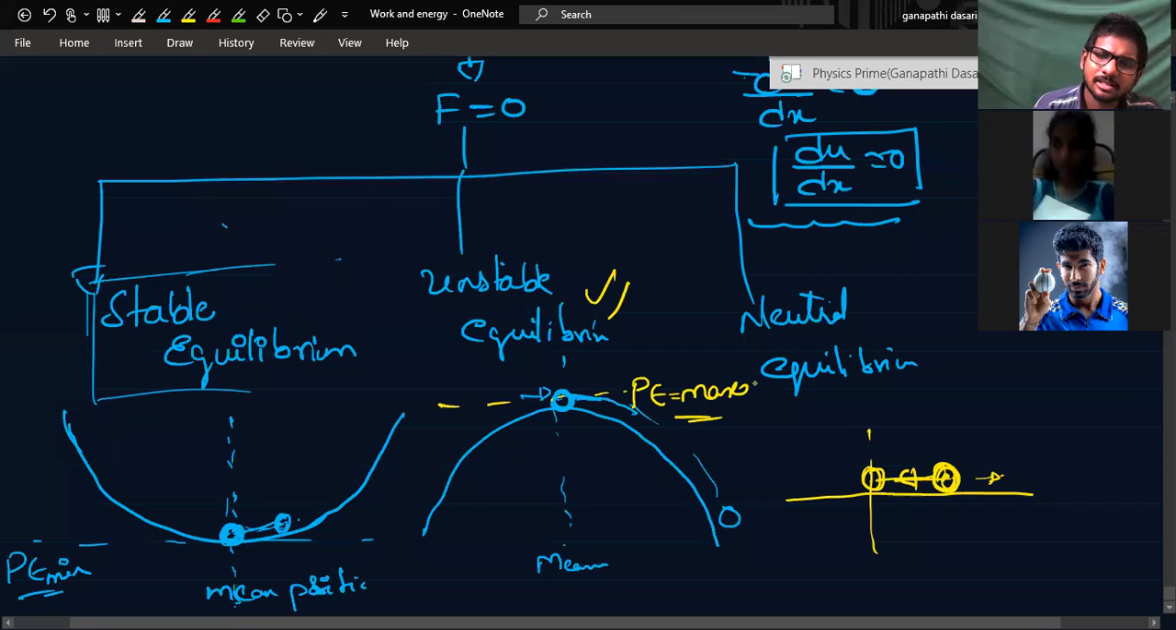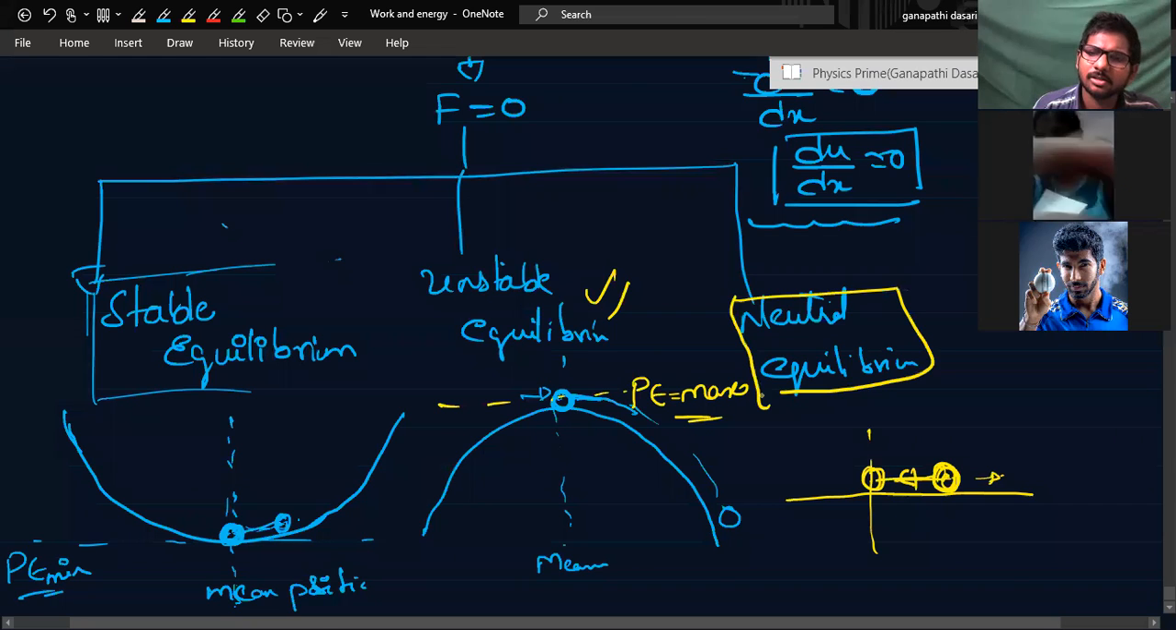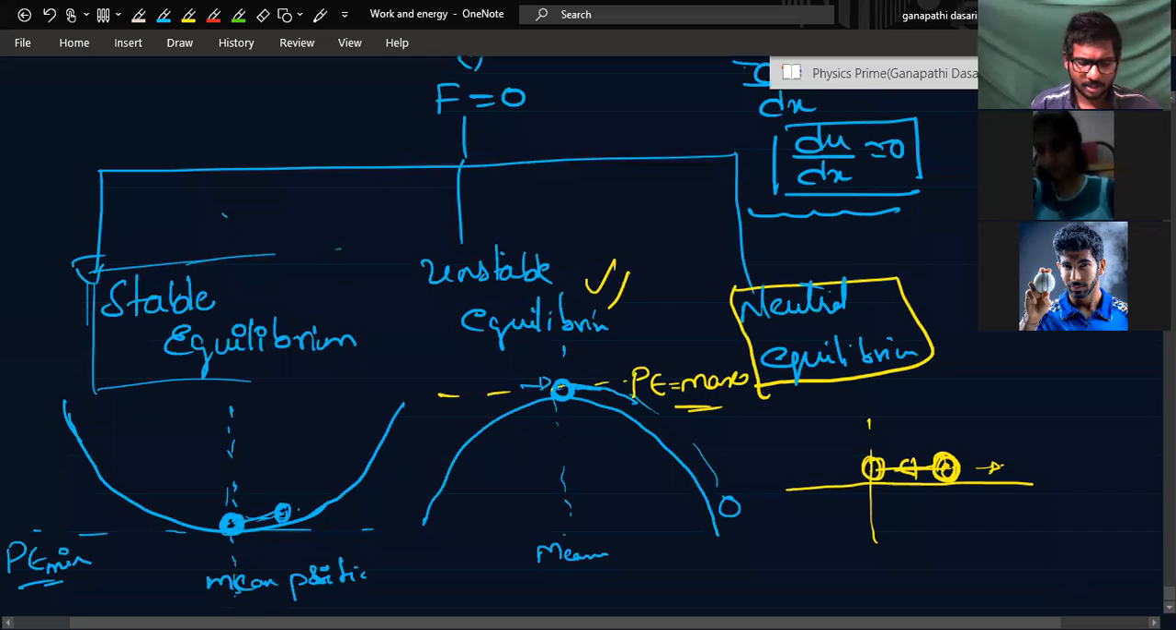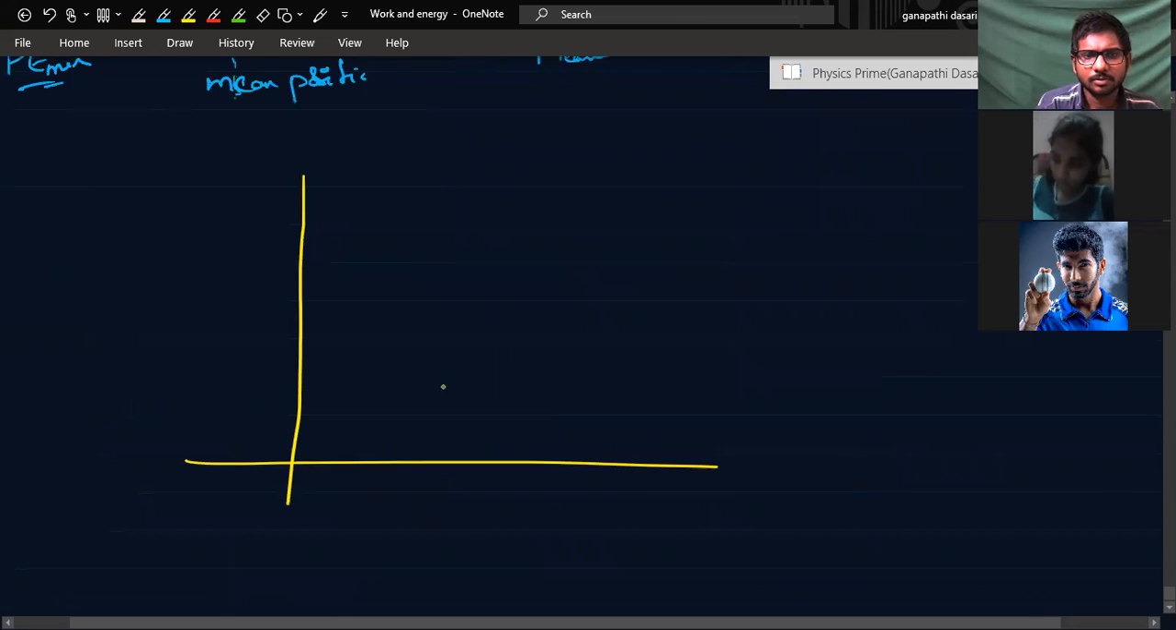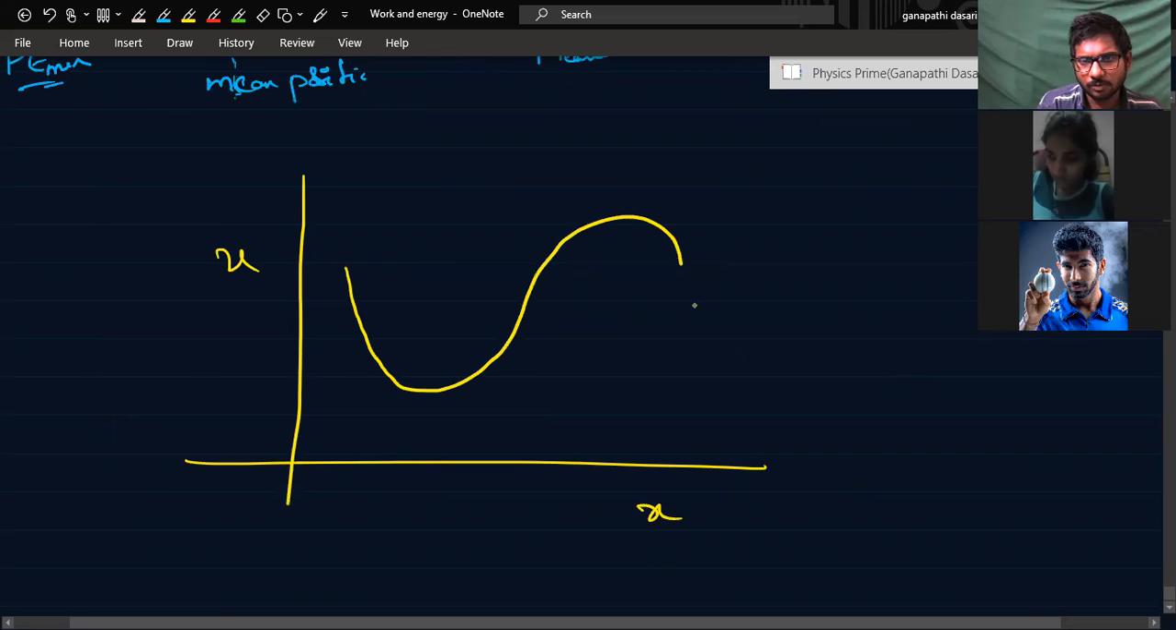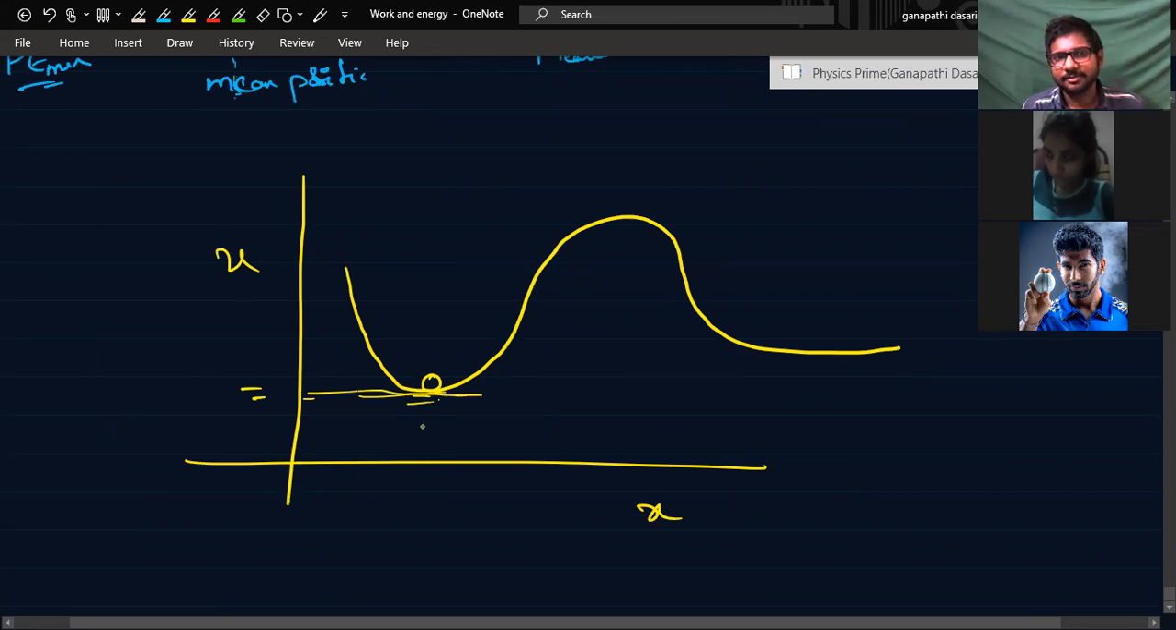This is called neutral equilibrium. Now, if you draw a potential energy graph versus x, here the potential energy is minimum and force is 0. dU by dx is 0, and what is dU by dx? It is nothing but the slope of this graph, from your mathematics knowledge.